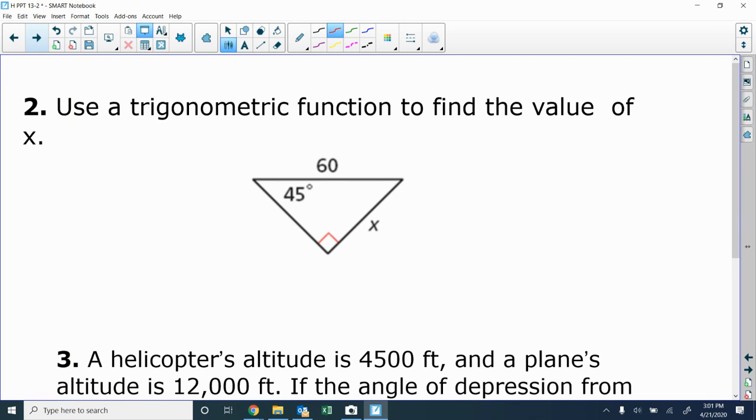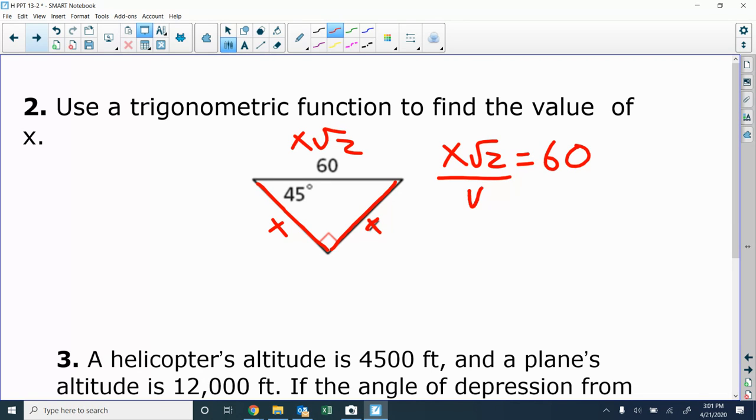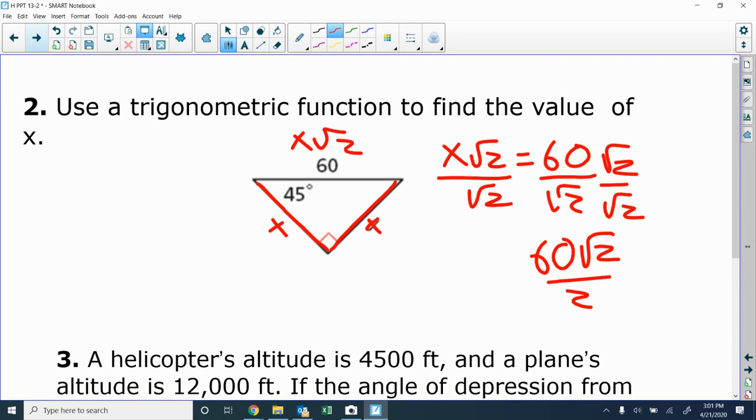All right, the 45, remember the ratio? It's going to be x. This is going to be x. This side is x square roots of 2. So let's solve for these two legs. Remember, they're going to be the same. And we're going to take x square roots of 2, set it equal to 60. Divide by the square root of 2. We do need to rationalize. So we're going to end up with 60 square roots of 2 over 2, and of course 60 and 2 simplify down to 30 square roots of 2. So the length of both of these are both 30 square roots of 2.